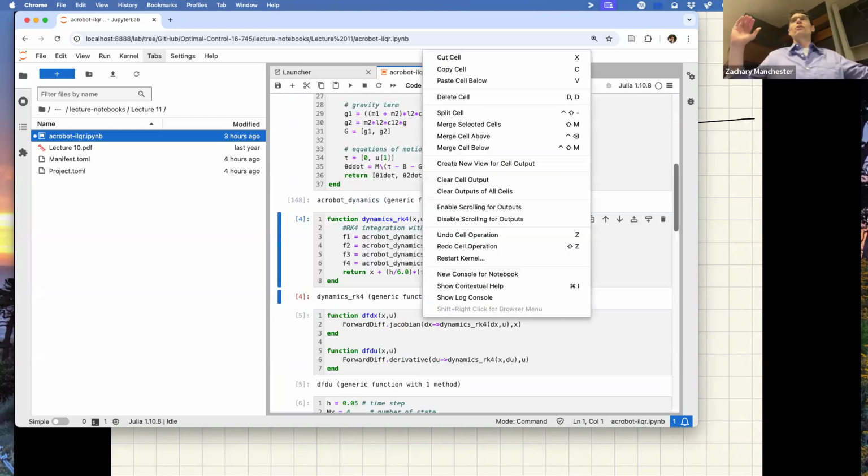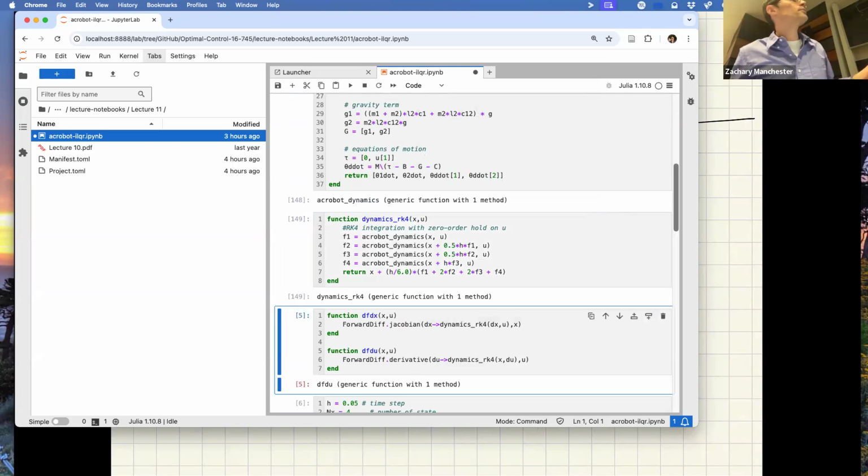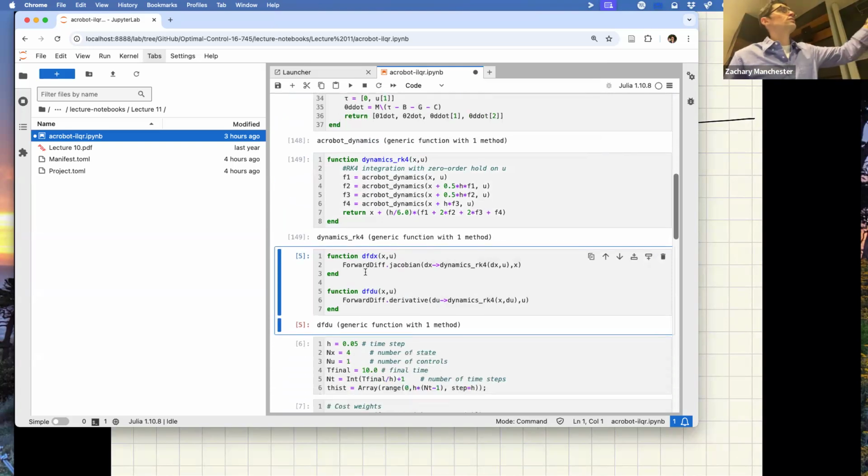We're using RK4 to discretize, like always. And then here are the A and B matrices. I'm using ForwardDiff to get them, just differentiating right through the Runge-Kutta to get the discrete-time A's and B's directly. That's cool.